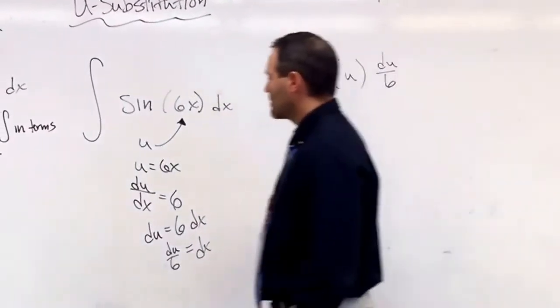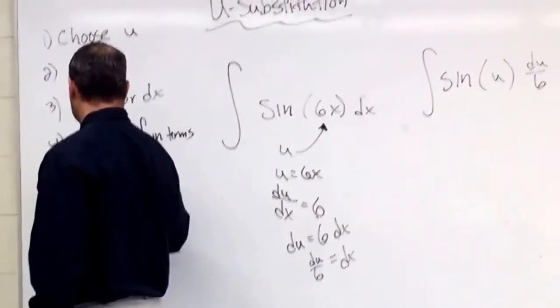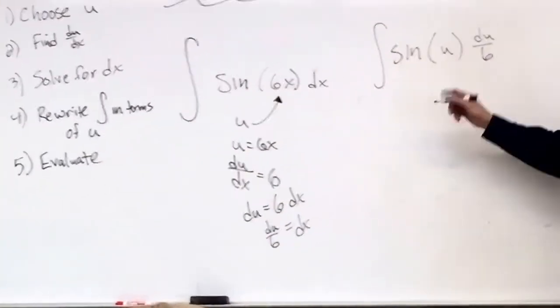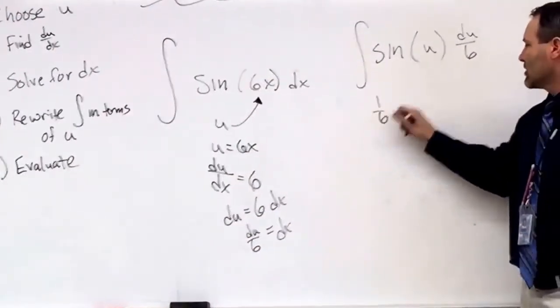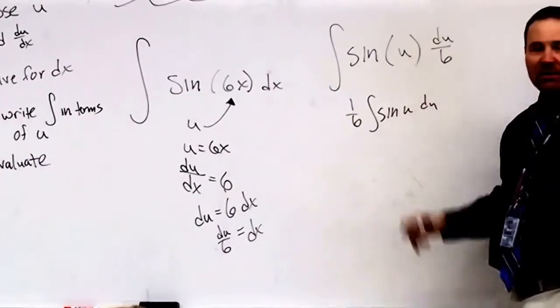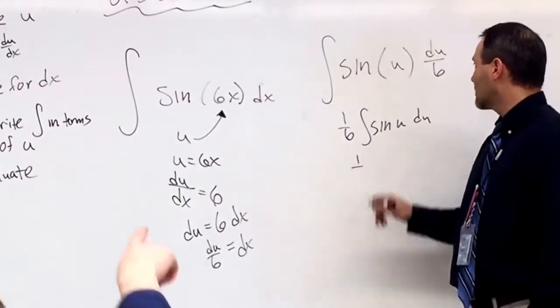Okay, so evaluate. So 1/6 I can pull out, so the integral of sine u du, well the antiderivative of sine is just negative cosine. Where'd that 1/6 come from? It came from the du.